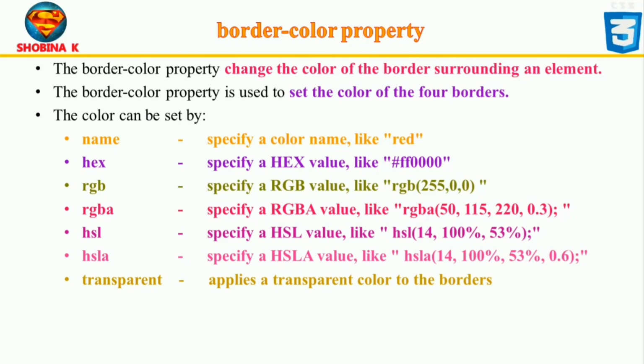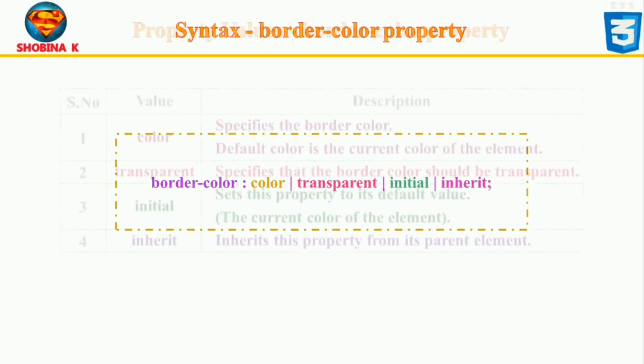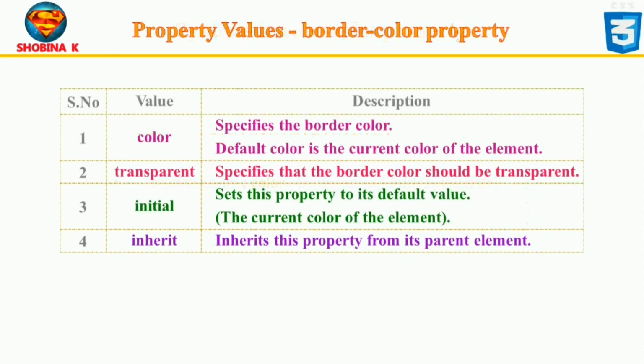The transparent keyword applies the transparent color to the borders, and the borders will still take up the space defined by the border-width value. The formal syntax for the CSS border-color property is given here. The property value includes color, transparent, initial and inherit. The value color specifies the border color.